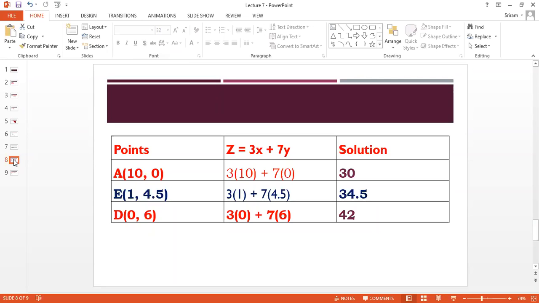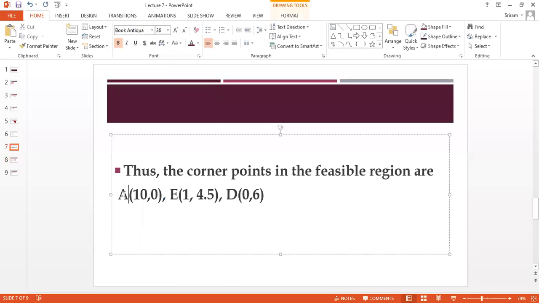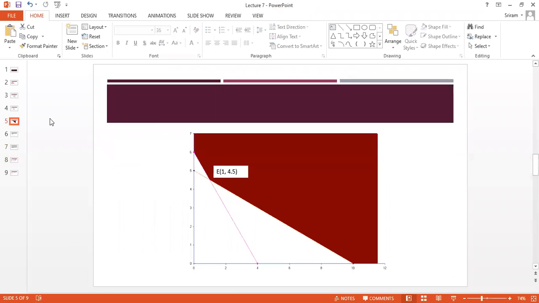How did this one come? This I am taking from this point. We are taking the corner points. We said we have to take the corner points. The first point is 10, 0. This is one corner point. What is another corner point? E, 1, 4.5. And what is another corner point? 6, 0. This point.